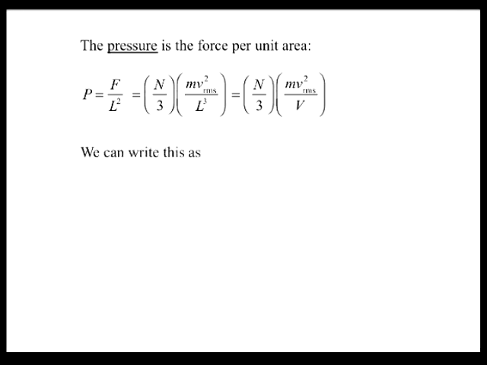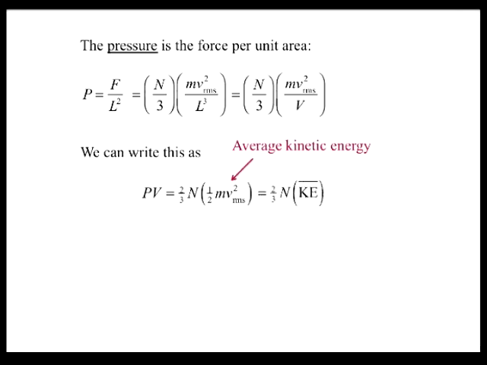We can rewrite this relation as PV equals 2/3 N times 1/2 m v_rms squared. This equation relates the macroscopic properties of the gas, its pressure and volume, to the microscopic properties of the constituent particles, their mass and speed. Since the term 1/2 m v_rms squared is the average translational kinetic energy, KE bar, of an individual particle, it follows that PV equals 2/3 N times the average kinetic energy.